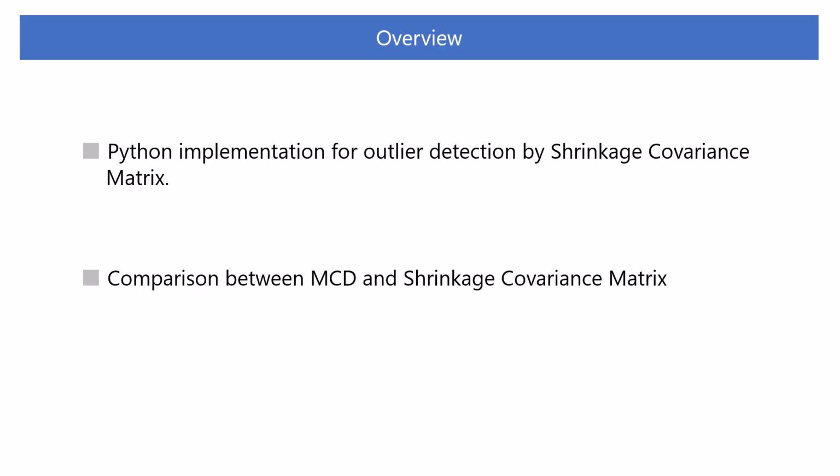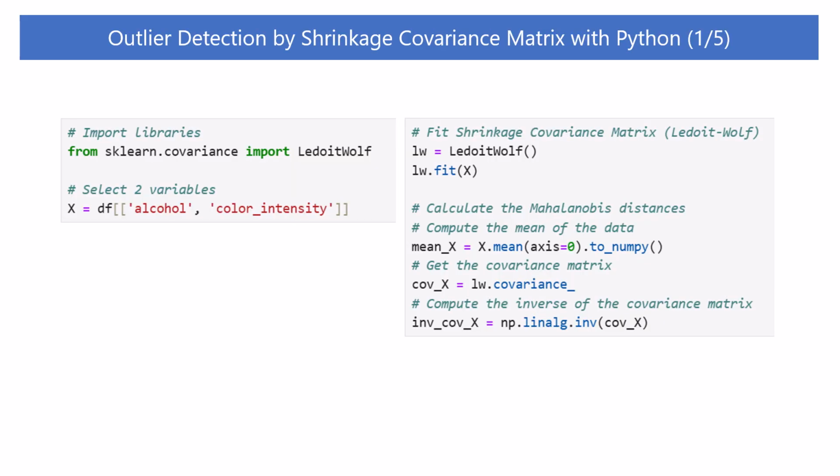Now, let's detect outliers using the shrinkage covariance matrix. First, import Ledoit-Wolf from sklearn.covariance. We use it to run Ledoit-Wolf shrinkage. Then, to simplify the problem, we create a dataset consisting of only two variables and name it x.